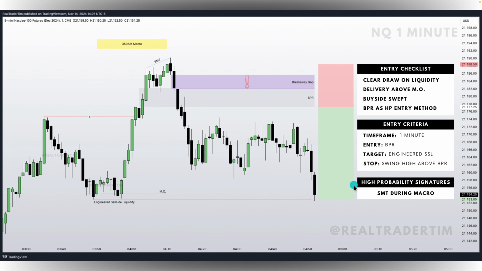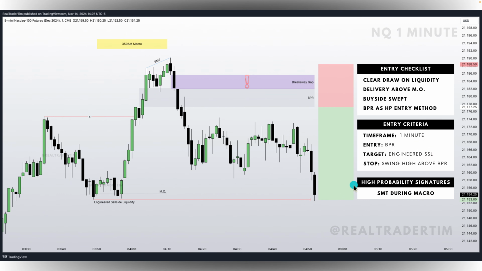So the balanced price range can be an extremely high probability trading entry method, but we need to still have the entry criteria met for a trade setup. Clear draw on liquidity, clear manipulation, time and price meeting. In other words, we want to see that manipulation occurring during the macro. Now, will the BPR be presented every macro? No. Will there be a trade setup in and of itself presented every single macro? No.